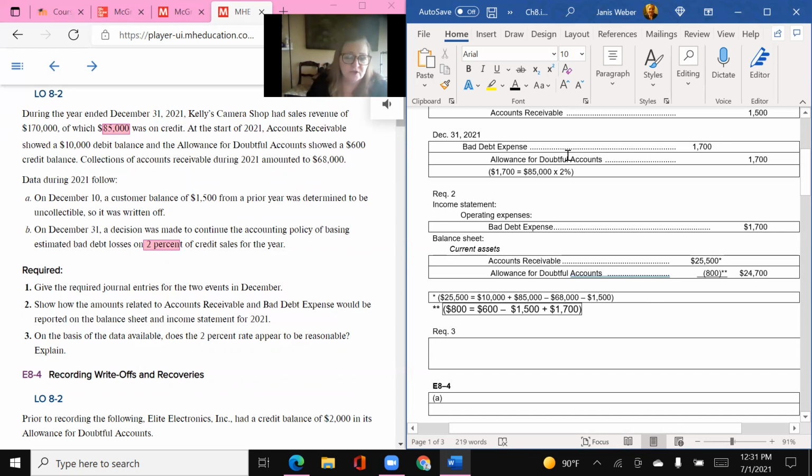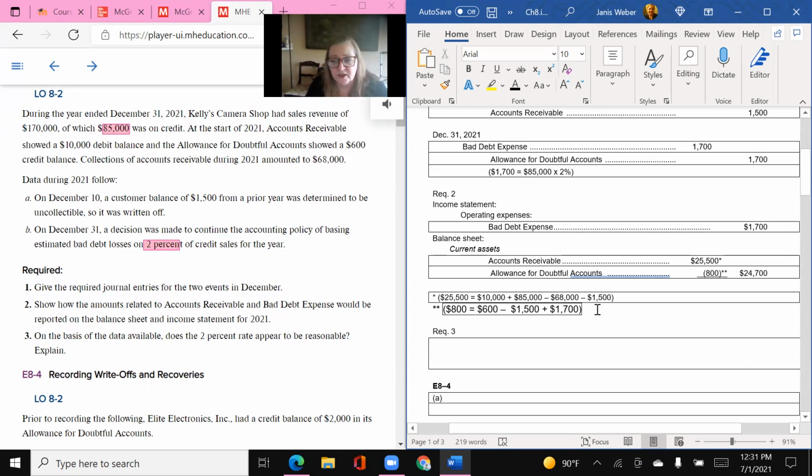The December 31st adjustment. Okay. Number 3, on the basis of data available, does the 2% rate appear to be reasonable? Well, the 2% rate does seem to be reasonable because the allowance account had a $600 credit before this year's transaction, and at the end it has an $800 credit. So it's pretty close to the same. If it was going into a debit balance, that's where you'd really get the idea it was wrong.